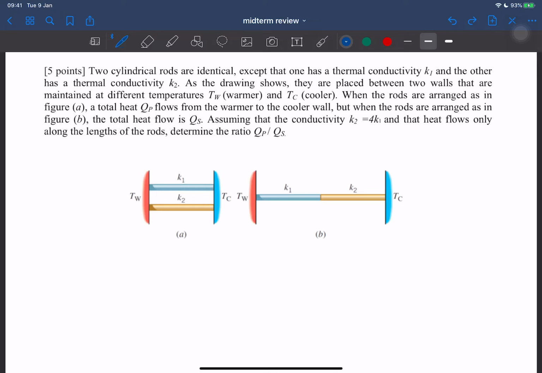In the first arrangement, there are two paths that heat is going to flow. So you're going to have heat flow through K1, we call it Q1. And then on top of that, you're going to have heat flow through K2, which we call Q2. So for the first arrangement, the total heat flow is Q1 plus Q2, right? Because how much Q1 is flowing doesn't matter what's happening here, so it's kind of independent. If you have two paths for heat to flow, they're going to flow at the same time. So the combined heat flow is going to be Q1 plus Q2. And I believe this is what we call QP in the problem, Q1 plus Q2.